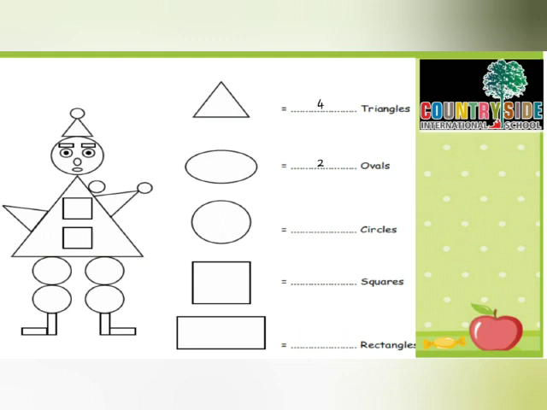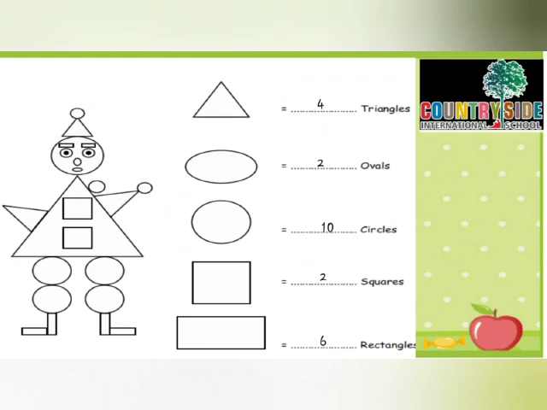The next one is circle. How many circles can we see? We can see 10 circles. So we will write number 10. The next shape is square. How many squares are there? 2. So we will write number 2. And the last one is rectangle. How many rectangles are there? 6. So we will write number 6. So children, in the same way you have to complete this page. You have to count all the shapes and write the number of each shape given.